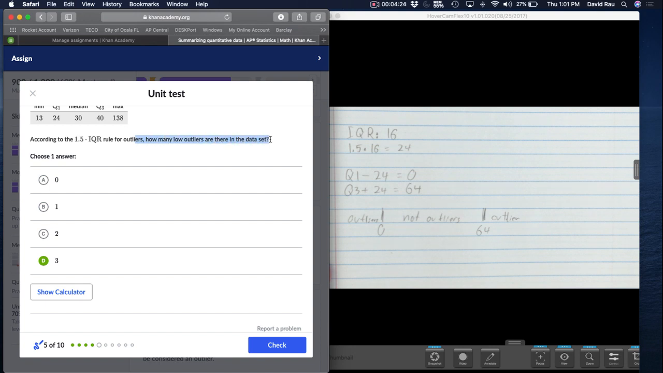How many low outliers are in the data set? So the answer is 0. There are 3 outliers overall, but all 3 of them are high outliers. So be careful that you're reading that question.